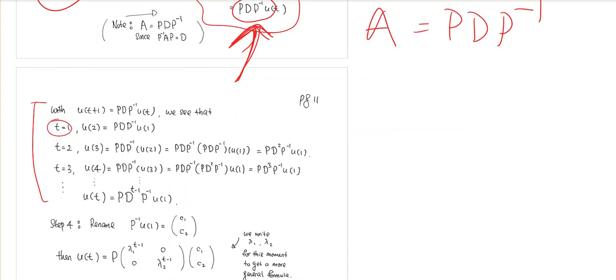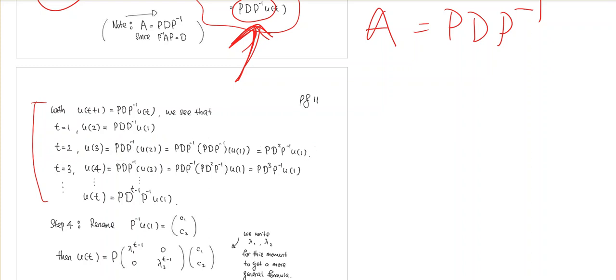Substitute t equal to 1, and you have u2 equal to this, with u1, which we already know. Then t equal to 2, you substitute u2 here, and after cancellations you get this. That is the big process here. For t equal to 2 you have u3, which is this times u2, and u2 we already know, so you see that P and P inverse cancel out, and D times D makes D square. It is similar to what we saw in the previous video. So you have P D square P inverse.